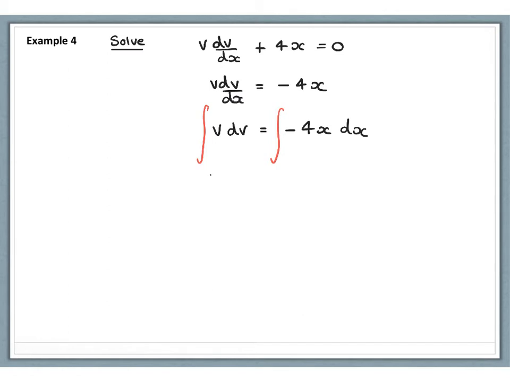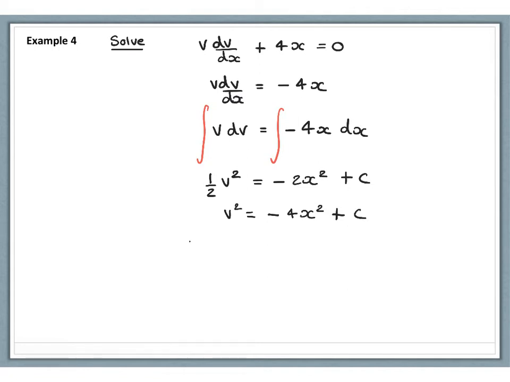So on the left hand side we have a half v squared, and on the right hand side we have negative 2x squared plus c. Now we might be expected to write this in terms of v, so we might be expected to change the subject to v. So let's multiply through by 2, so we have v squared equals negative 4x squared. Now I could write plus 2c here at this point, but if c is just a constant, 2c is just another constant, so I'm just going to write c again as it doesn't really make any difference here.